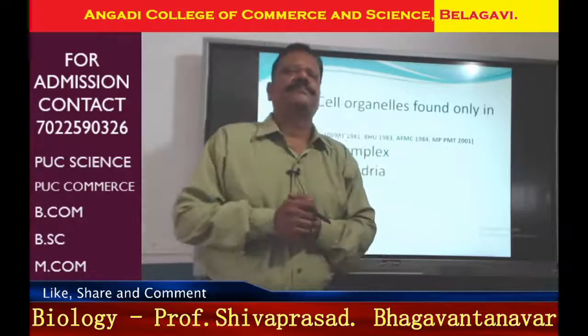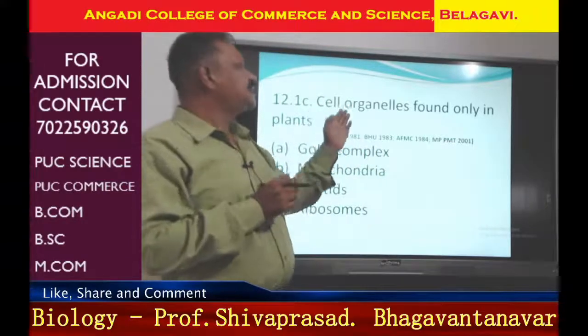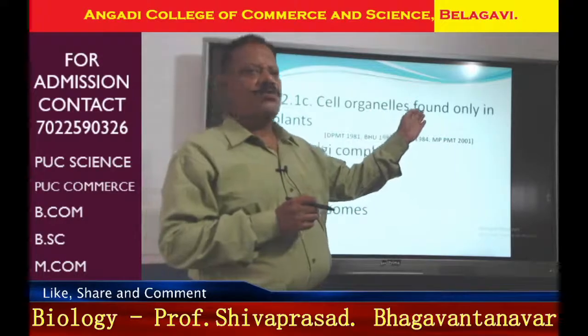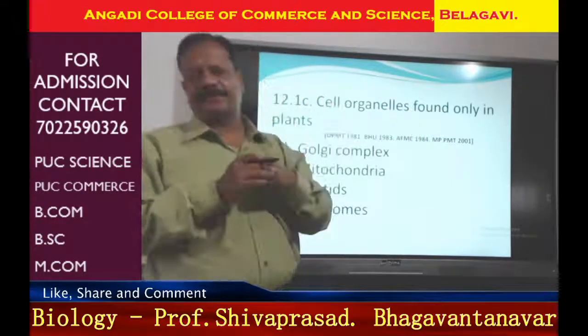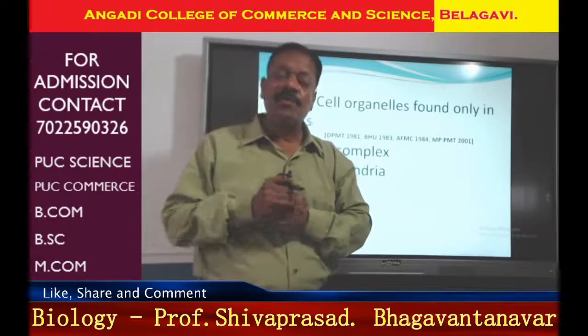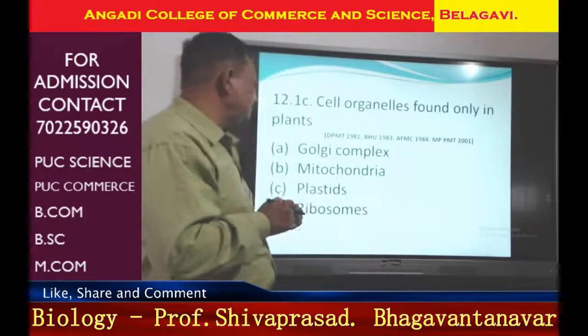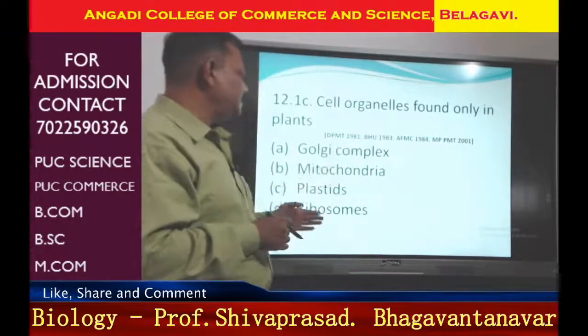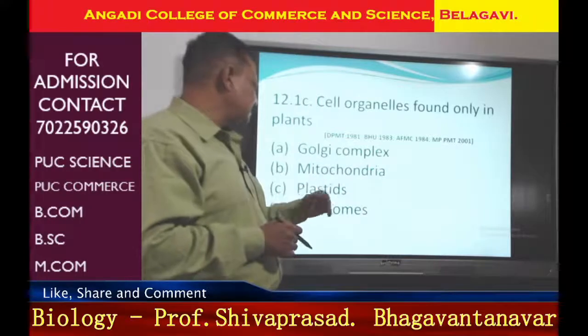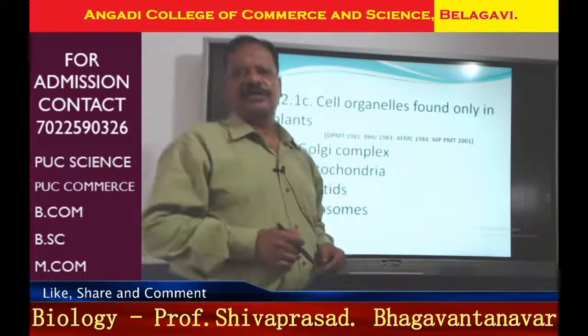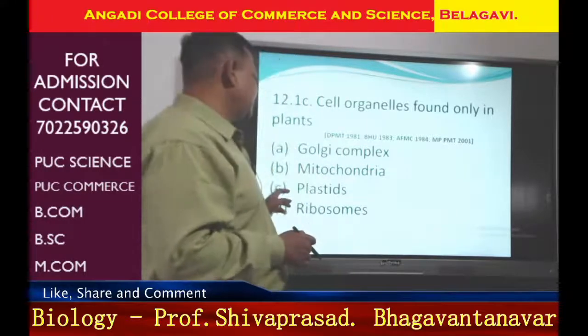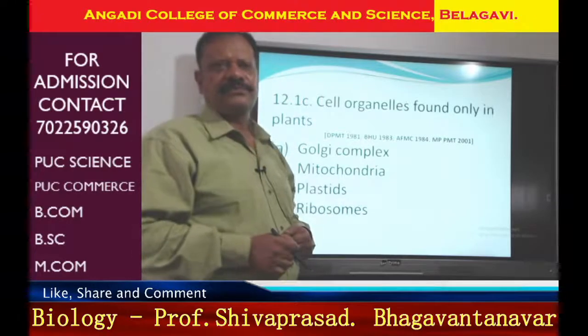So see here, cell organelles found only in plants. Options: Golgi complex, mitochondria, plastids, ribosomes. So here the correct option is option C, plastids.